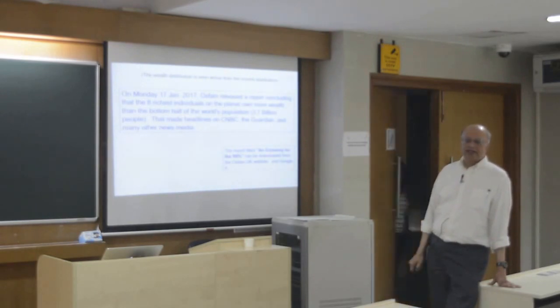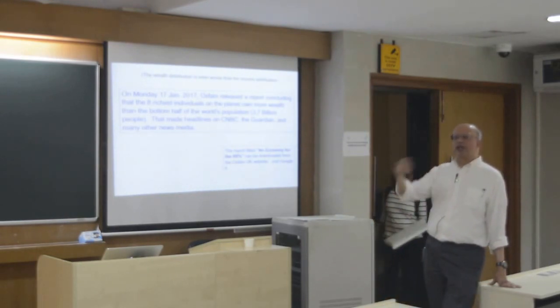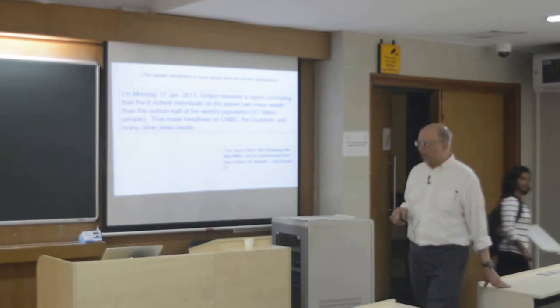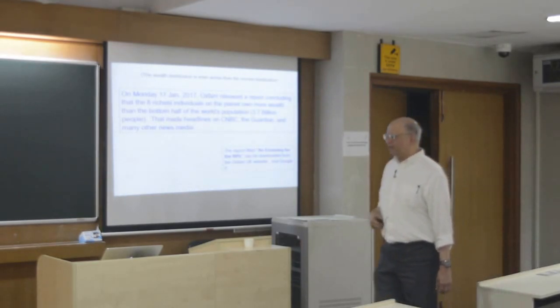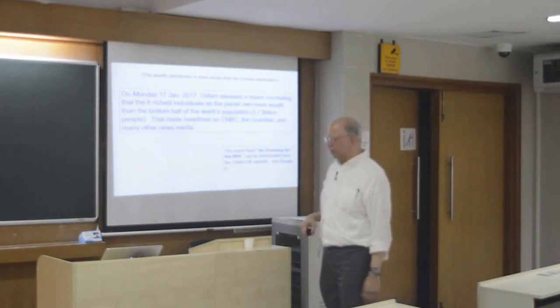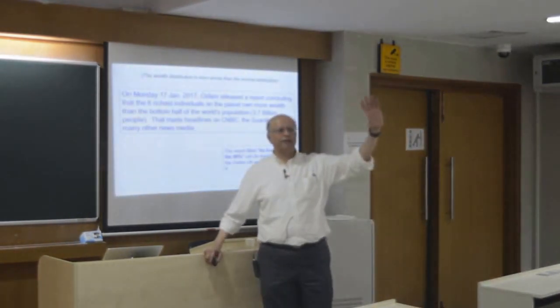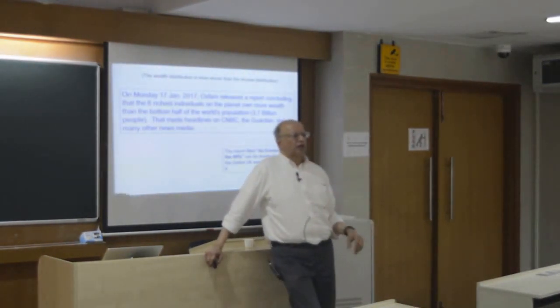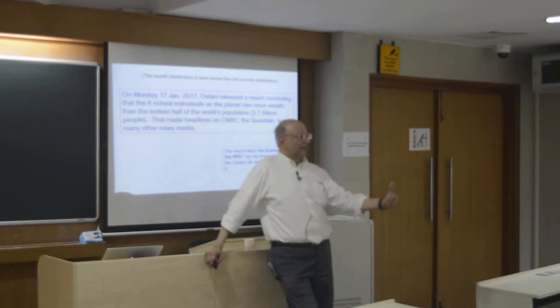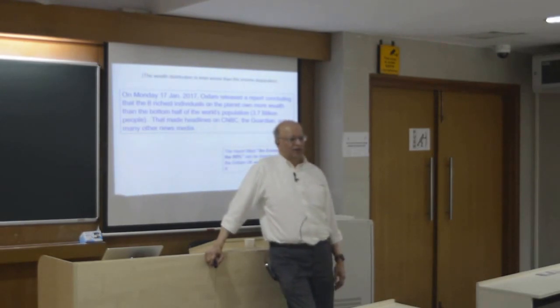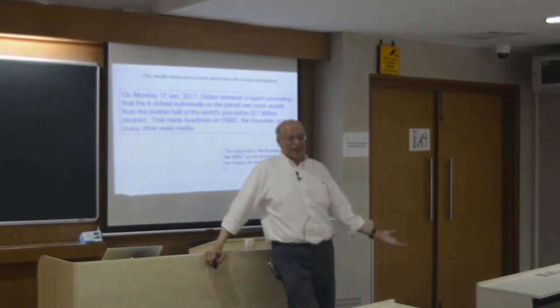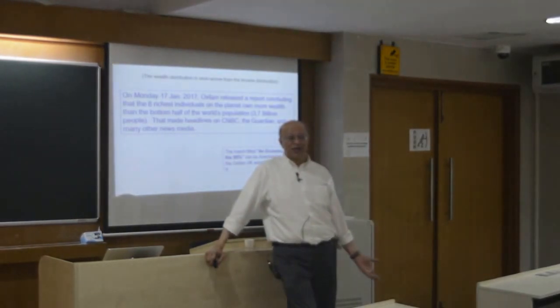And the funny thing is, 1 year ago when the same report came out, the report had said about 64, maybe 68 people, the top 68 individuals owned as much as the bottom half of the world. And now it's only 8 billion. My God, what happened in 1 year?